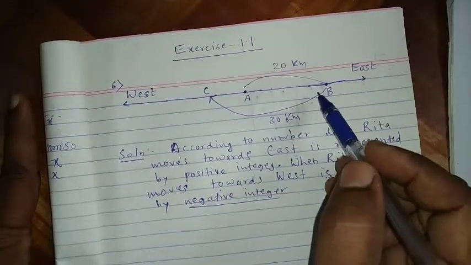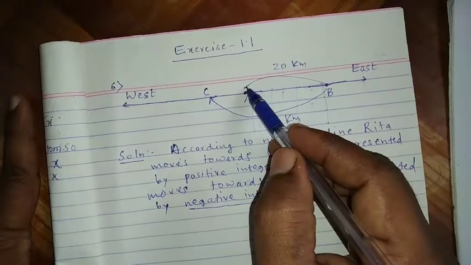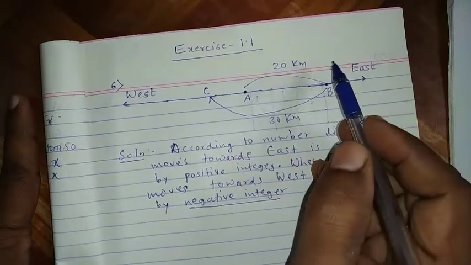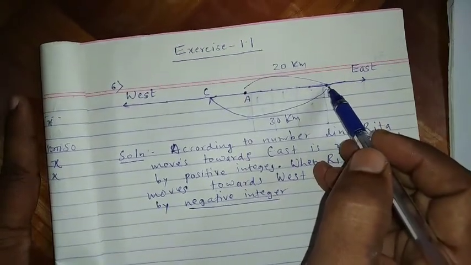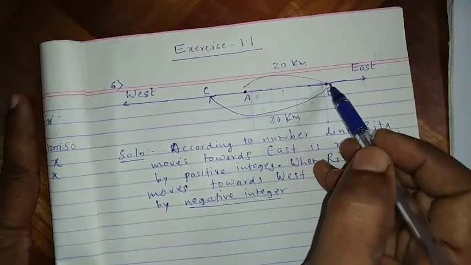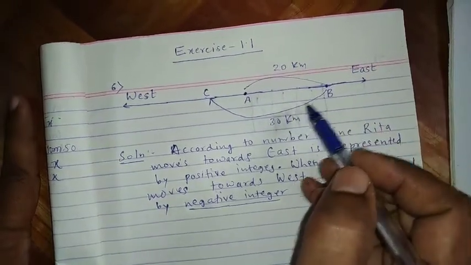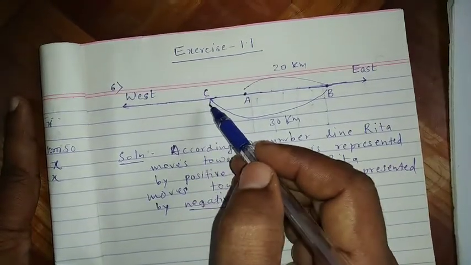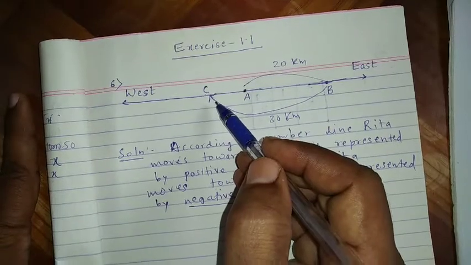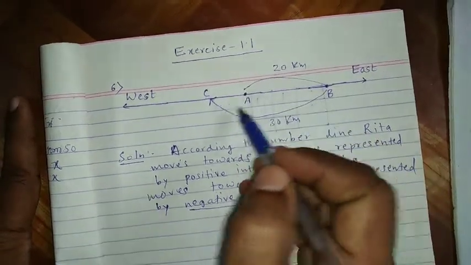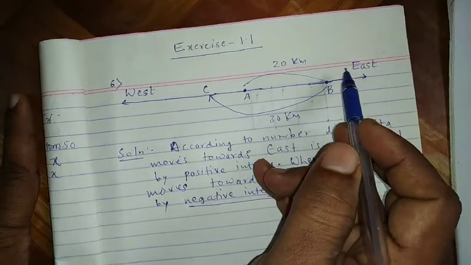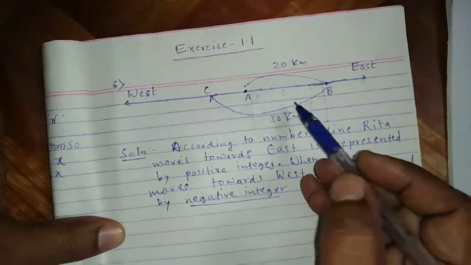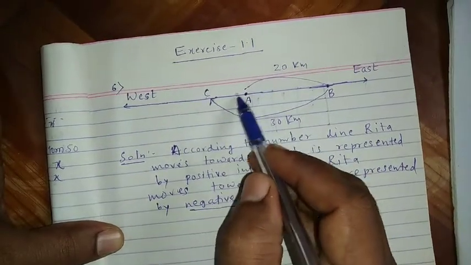See here, Rita traveled 20 kilometers from A to B in the east position, which is represented by a positive integer. Now Rita moves 30 kilometers from this point B towards west. Which integer represents it? It is nothing but a negative integer, because she traveled in the opposite direction of east. So this is the answer for the first question. What is the second question here? What is her final position from A to C?